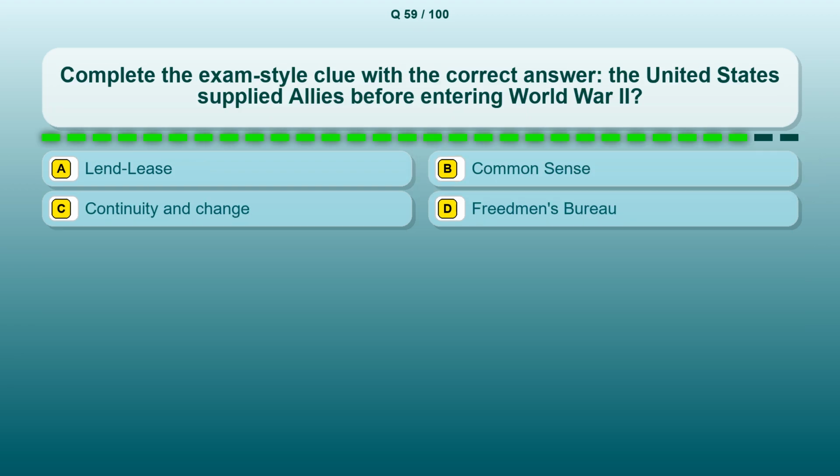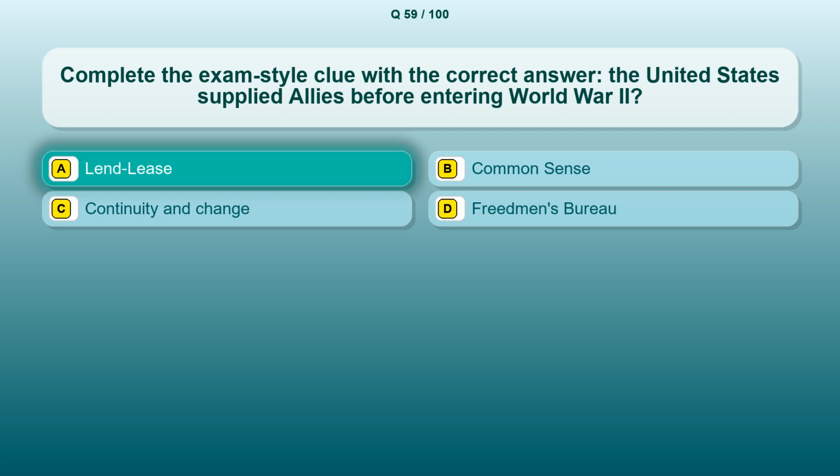Question 59. Complete the exam-style clue with the correct answer. The United States supplied allies before entering World War II. Option A, Lend-Lease. Option B, Common Sense. Option C, continuity and change. Option D, Freedmen's Bureau.